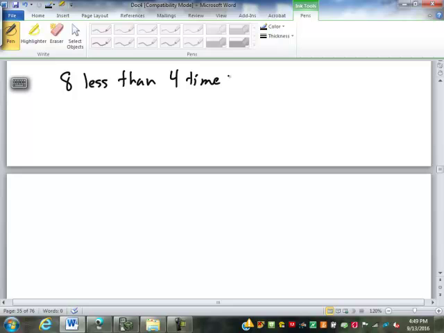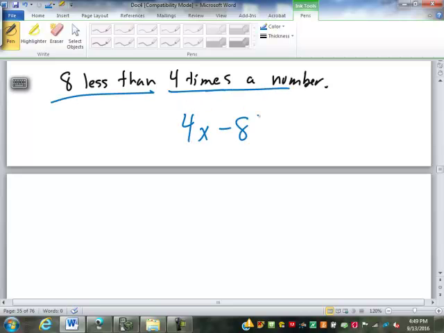If I say 8 less than 4 times a number, how do I put that in symbols? Write that out. How do I express that? 4 times a number is 4x, and 8 less than means 8 is being subtracted from something. So it is 4x minus 8. Good.